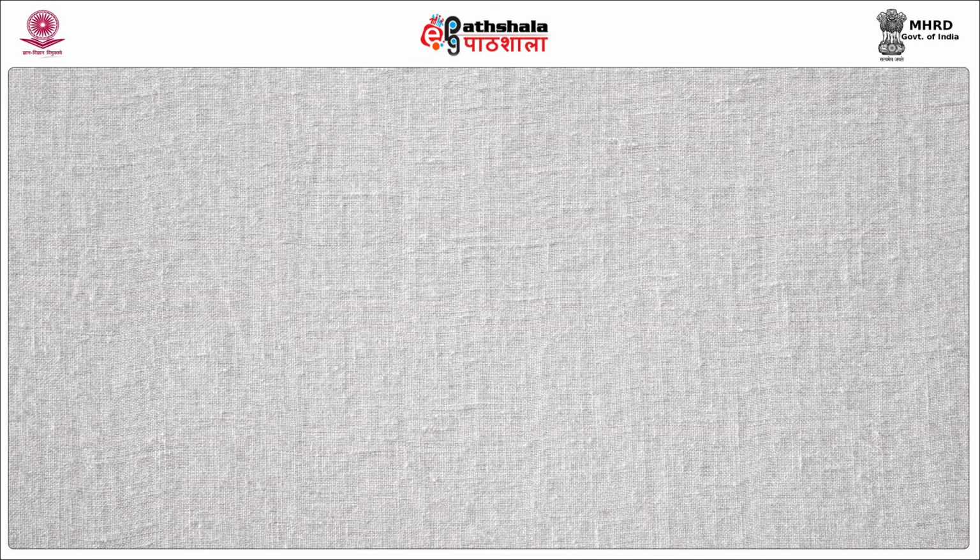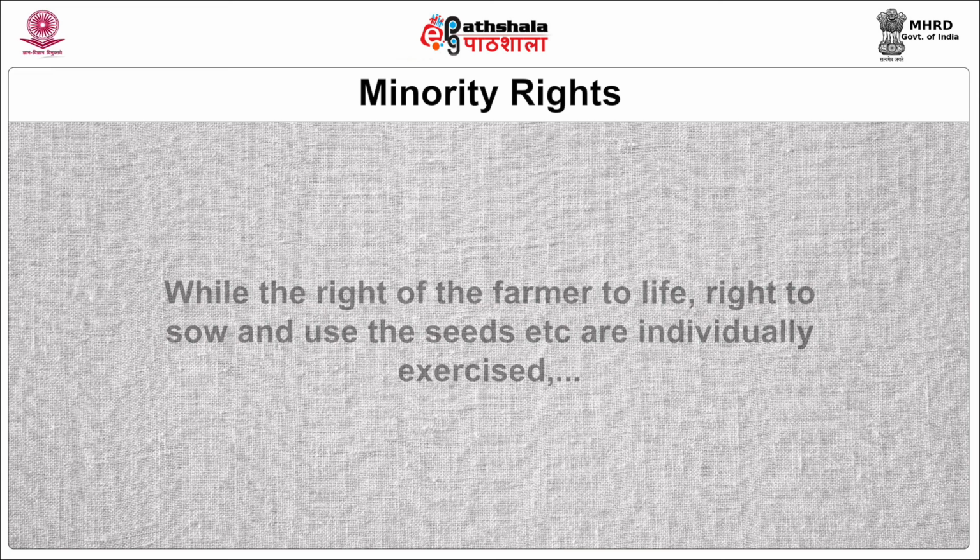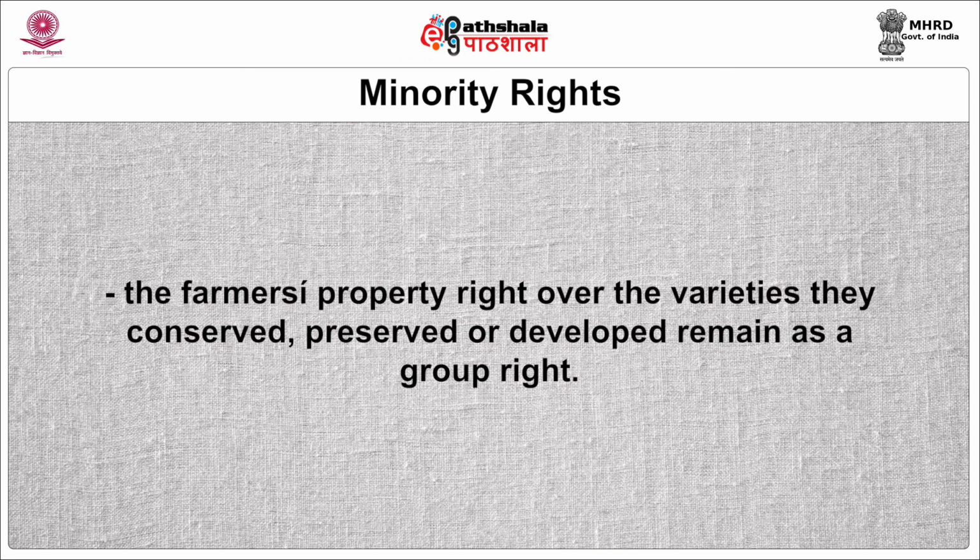Farmers' rights. Farmers' rights also have two distinct features, that of individualism and that of collectivity. While the right of the farmer to life, the right to sow and use the seeds, etc., are individually exercised, the farmers' property right over the varieties they conserved, preserved, or developed remains a group right, because identifying a person who preserved a particular plant variety is impossible. It is a collective effort. Every farmer owns every inch of the intellectual aspect or the effort or a part of the plant.